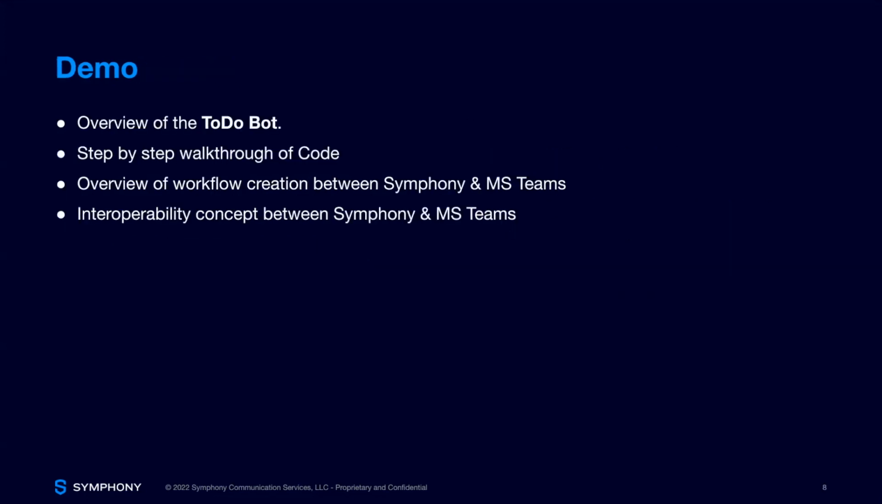We're going to do a quick demo now of one of the bots in our repo that you can take a look at the code of, called the To-Do bot. We'll give you a step-by-step walkthrough of some of the code, including how we wrote it, and then we'll show you it working on Symphony and Microsoft Teams. The idea of the To-Do bot is that within a room on Symphony, it allows you to run a little to-do list and track items, add to the list, assign them to people, and complete the tasks. We're going to show you how that works now.